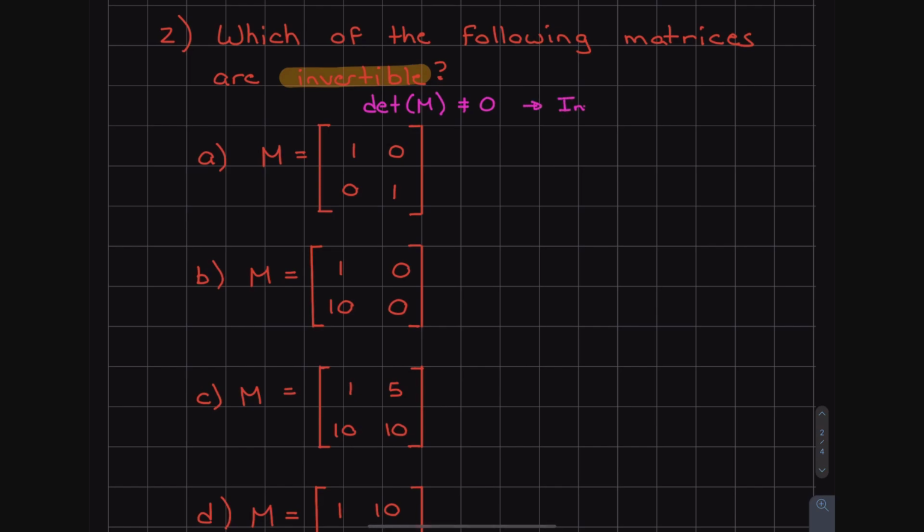It sounds like a scary question, invertible. You're thinking matrices, ooh, 102. Well, I hate 102. Nope. Here it's nice and easy. We just have to find the determinant. If it's 0, then it's not invertible. If it does not equal 0, then it is invertible.